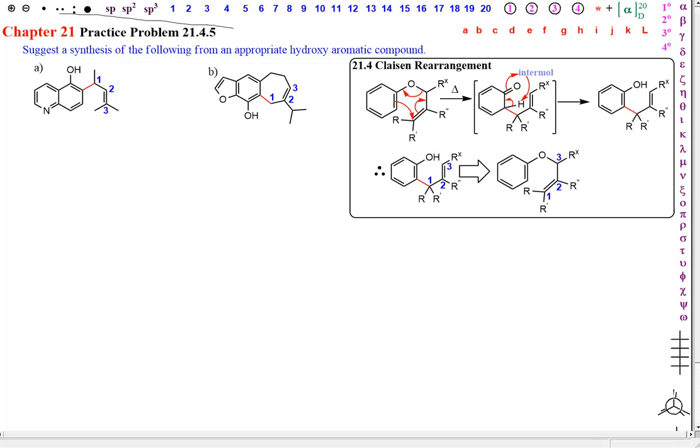A student requests that we do practice problem 21.4.5 from the textbook in a video. Section 21.4 in the book is about the Claisen rearrangement, where we take an aryl allyl ether and heat it up.